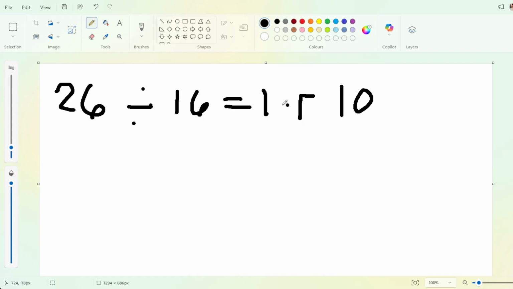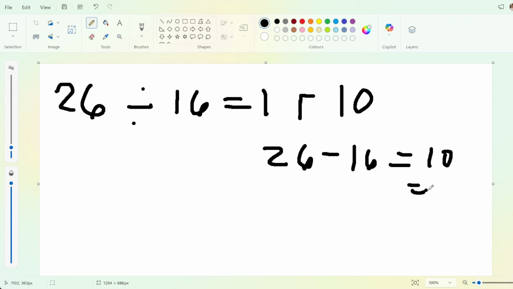Now, 26 divided by 16 is 1 with a remainder of 10. Why is it 10? Since 26 minus 16 is equals to 10. That is why the remainder is 10. Or in short, in hexa, 10 is equals to A.